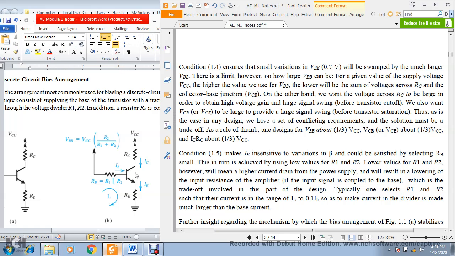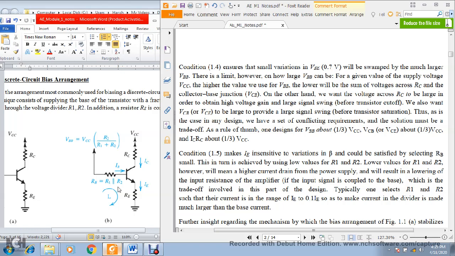Beta is also very sensitive to temperature variations. So any change in the temperature, beta will vary. So beta varies, IC varies, IE varies ultimately. In order to make IE insensitive to beta, we need to select the RB value as small as possible, and selecting RB small means selecting smaller values of R1 and R2.